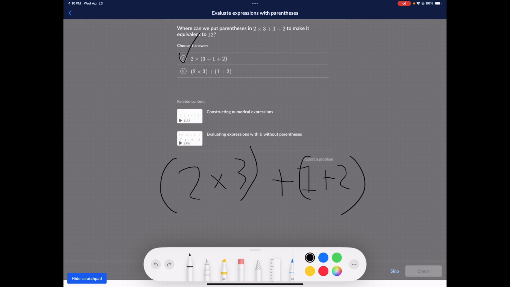So let's see it here. 2 times 3, that's equal to 6. And then plus 1 plus 2 is 3. So that would be equal to 9. Now, is 9 equal to 12? No, so B is not our answer. So A is our answer here.